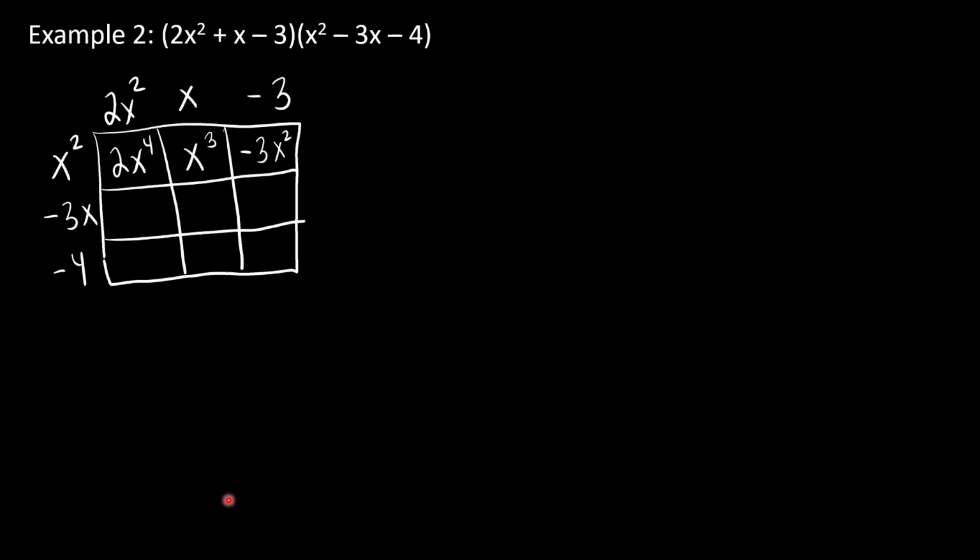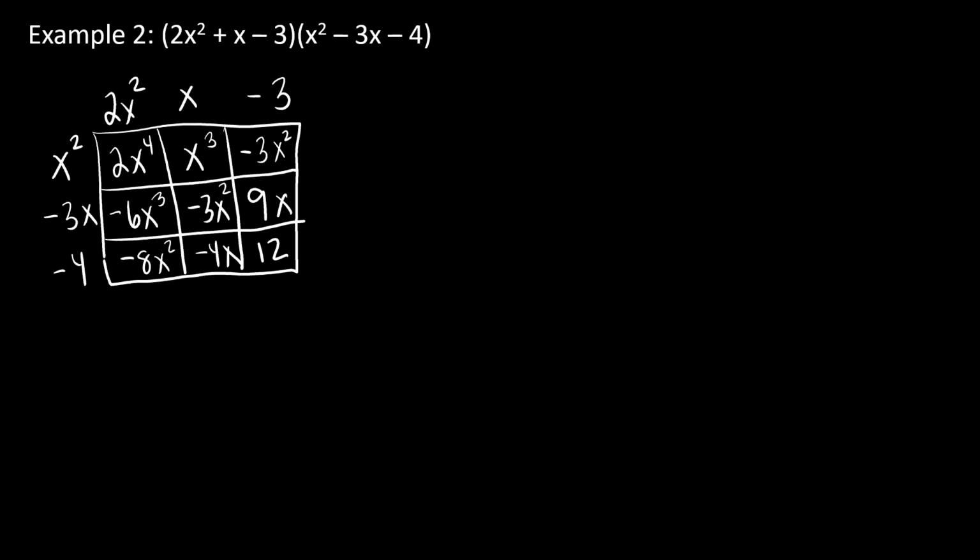And again, the idea there is that we're finding areas. We're multiplying the base times the height to find the area of each of the smaller ones, and then the total product would be the area of the whole thing. Negative 3x times 2x squared is negative 6x to the 3rd. Negative 3x times x is negative 3x squared. Negative 3x times negative 3 is positive 9x. And then filling in that last row, 2x squared times negative 4 is negative 8x squared. Negative 4 times x is negative 4x. And negative 4 times negative 3 is positive 12.